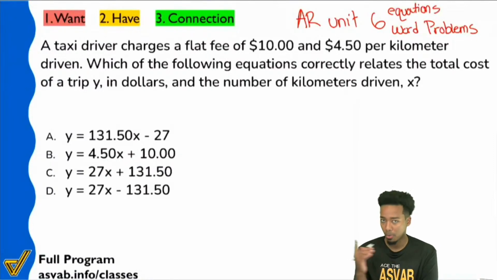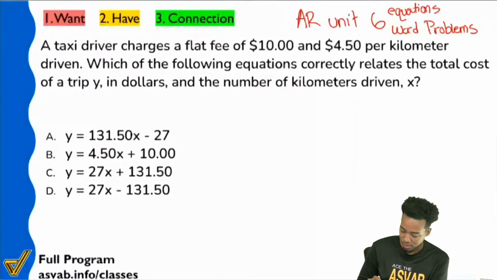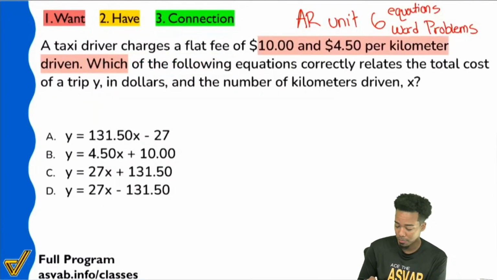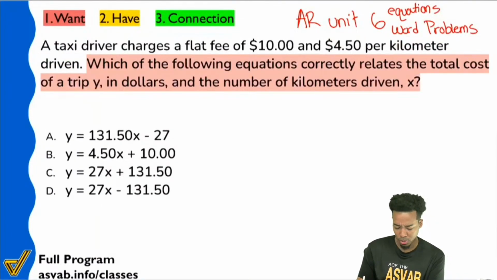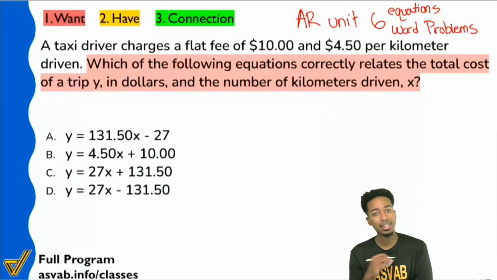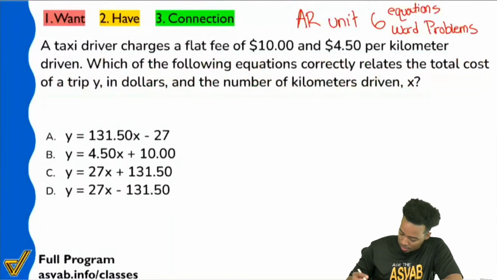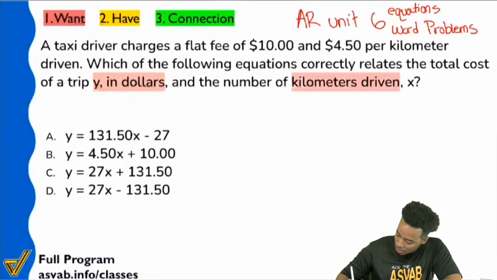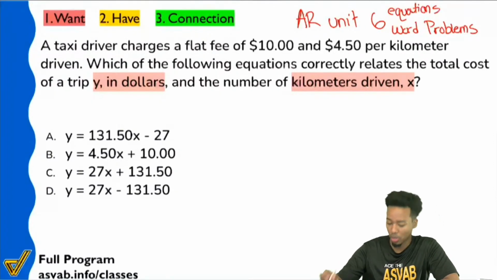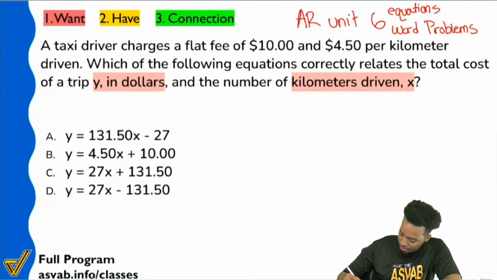So, step one, right here, read the question sentence. And it says, which of the following equations correctly relates the total cost of a trip, Y, in dollars, and the number of kilometers driven, X? This is a really, really big piece of information right here. Y represents dollars, and X represents the kilometers driven. So I'm going to write that down for you. Basically, we want to pick the equation.